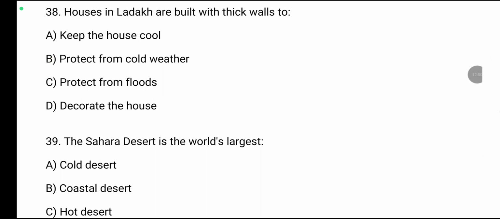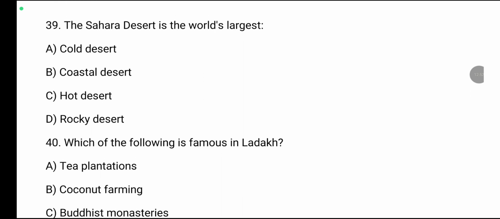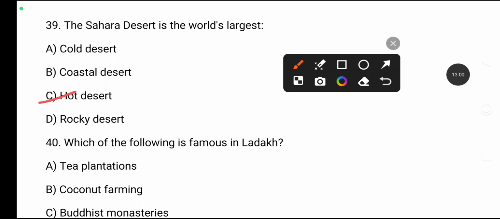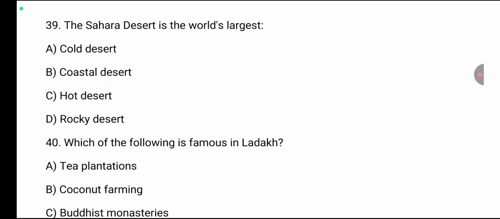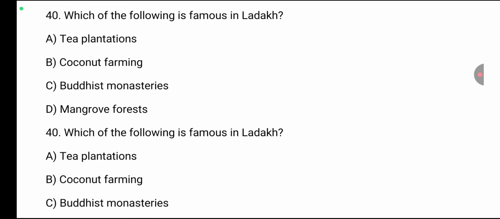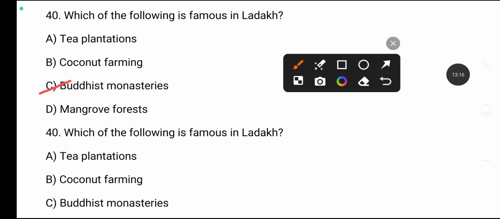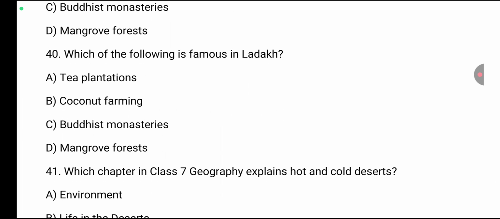Okay. Now moving on to question number 39. The Sahara Desert is the world's largest hot desert. Okay. Which of the following is famous in Ladakh? Tea plantation, coconut farming, Buddhist monastery, and mangrove forest. That is Buddhist monastery. Answer will be C.